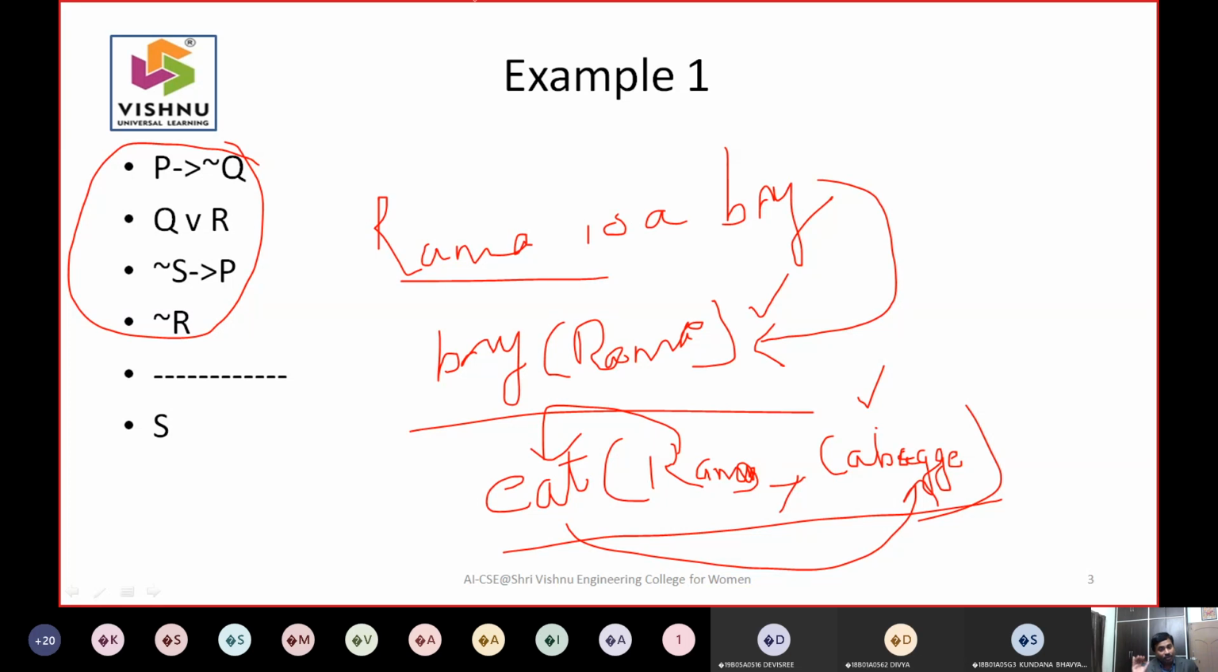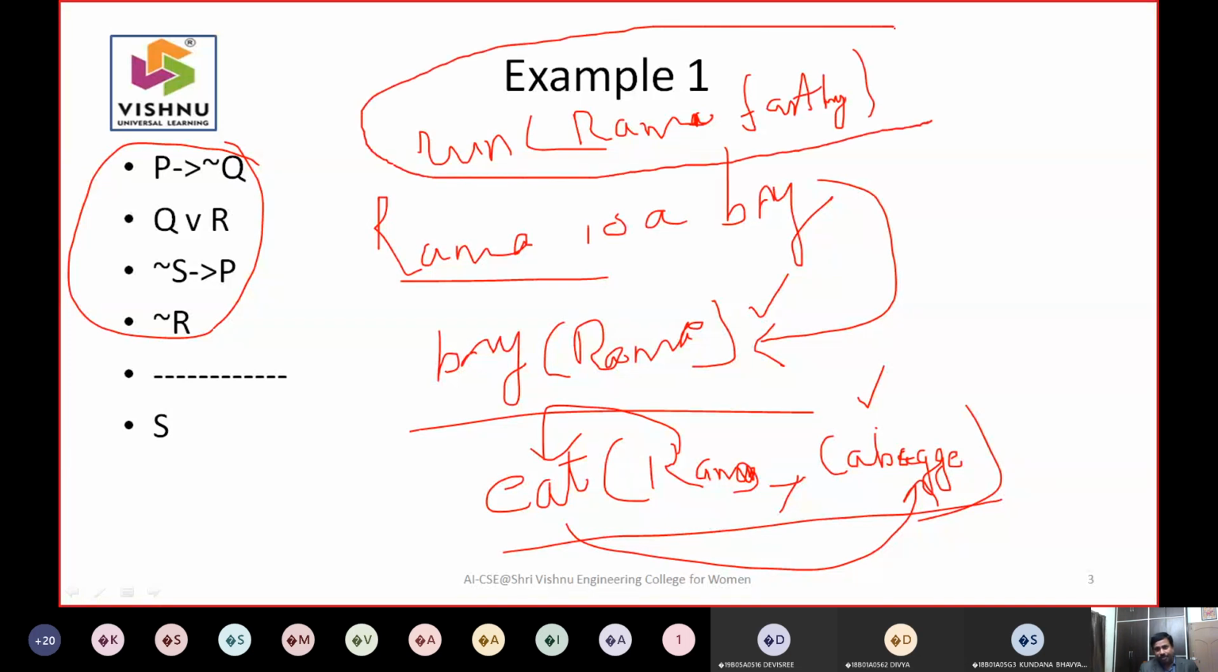"Rama is running fastly." So I say run is a verb. Who is doing it? Rama is doing it, and he is doing something called running, and he is doing it fastly, or fast or something. When you try to design this in first order logic, the problem is whenever you have run appearing again in another set of statements, that run should have only two parameters, Rama and fastly, like x and y. See, x is running fastly. Again, this run should have only two parameters. It cannot have three parameters.